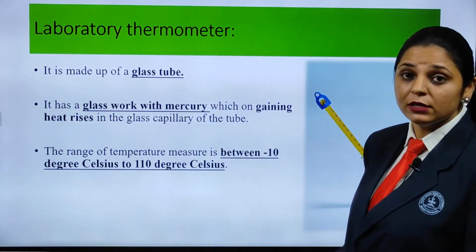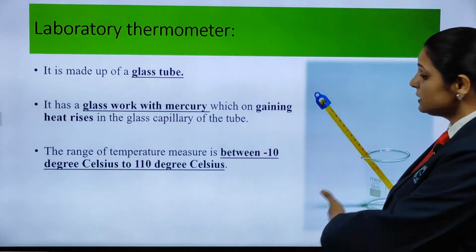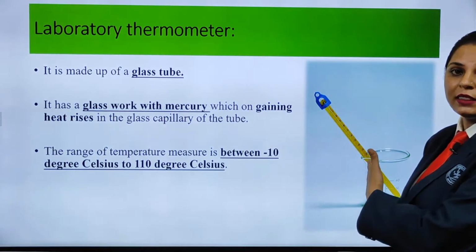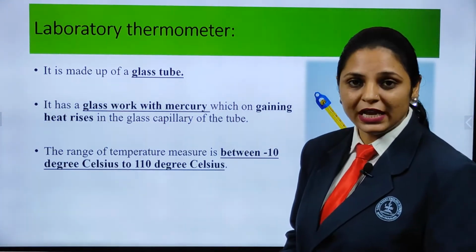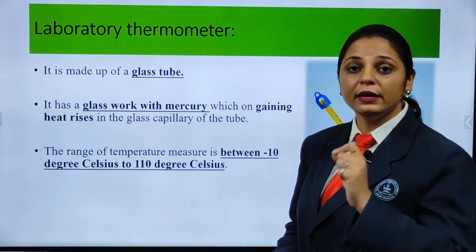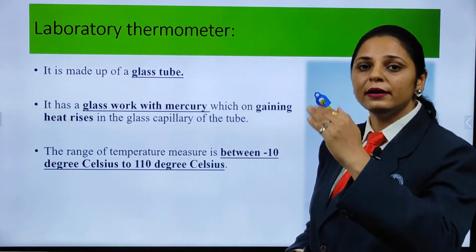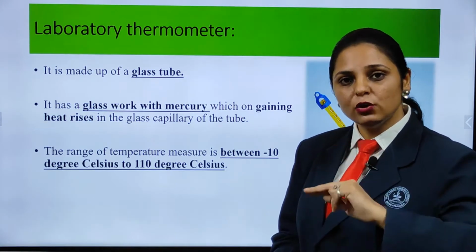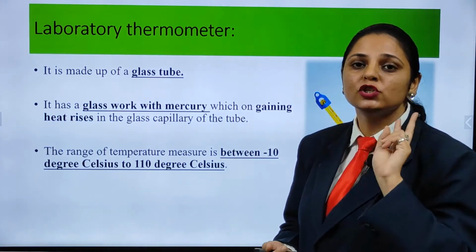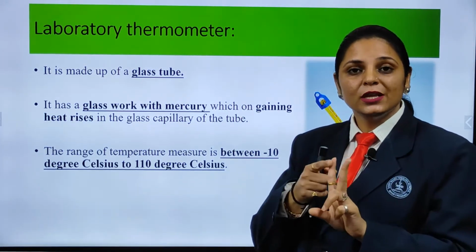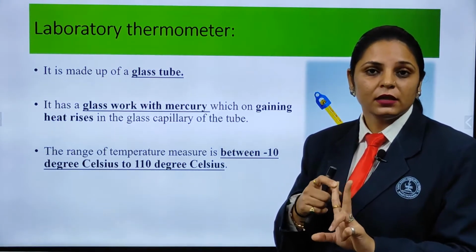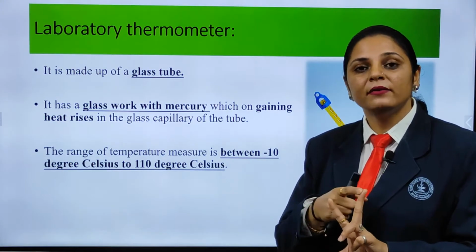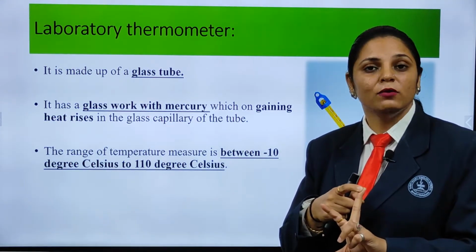Next is the laboratory thermometer. This is the laboratory thermometer, and we use it in our labs, and its temperature ranges from 0 degree to 100 degree. Why do I say 0 degree to 100 degree? Because these are the two reference points. 0 degree is for freezing, the ice temperature, and 100 degree is the temperature of boiling water.